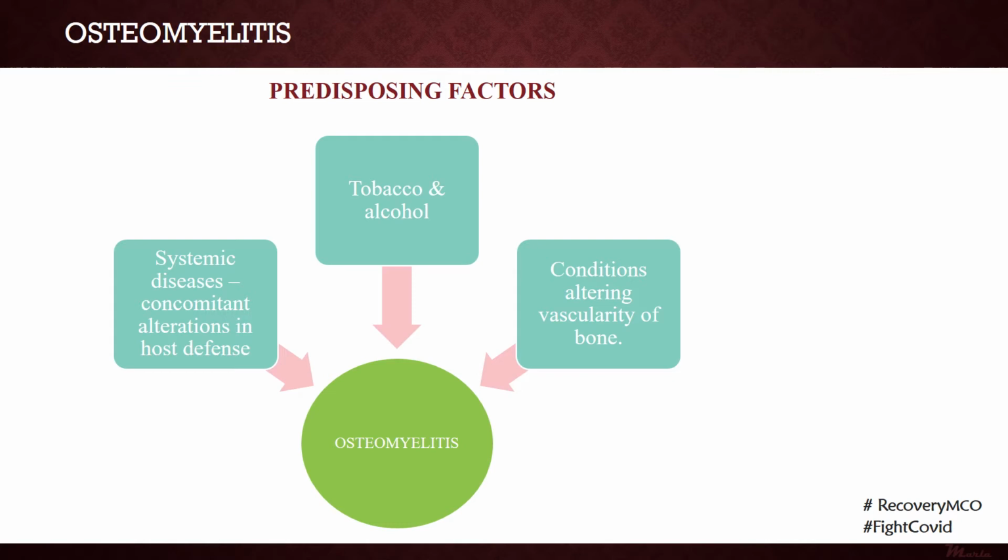The third predisposing factors include conditions which alter the vascularity of bone. Pathologies such as osteosclerosis, Paget's disease of bone, or radiation involving the bone will generally affect the vascularity, which would predispose to osteomyelitis.